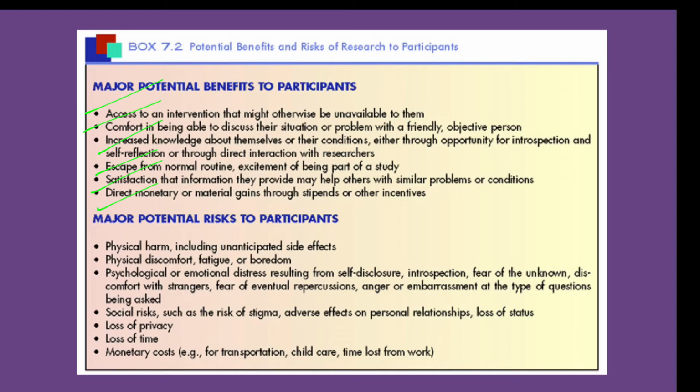But for larger research, like for example medical research, interventional research that has higher risks, their incentives must be bigger. Like for example, for those undergoing medical research, they have to have access to medical services.